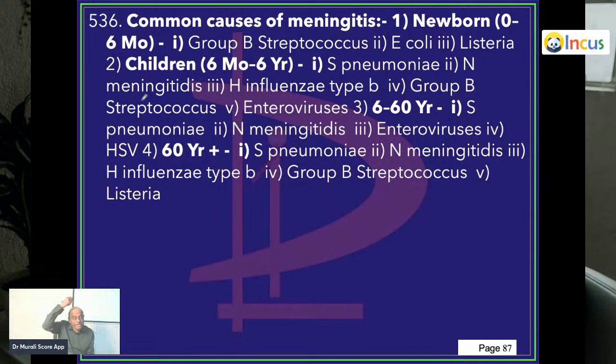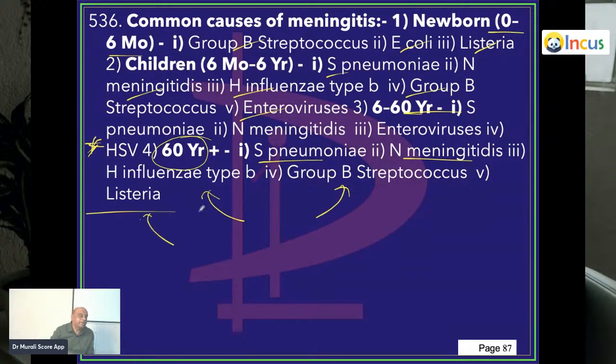Now, meningitis, what are the common causes? This is another hot MCQ. Every entrance you go. Newborn baby, 0 to 6 months, group B streptococcus, E. coli, and listeria. 6 months to 6 years, meningitis is due to streptococcus pneumoniae, listeria, H. influenza type B, group B, and enterovirus. 6 years to 60 years, you don't remember this. Nobody will ask this as a question. Above 60, people will ask you once more. Streptococcus pneumoniae, listeria, H. influenza, group B, and once more listeria.